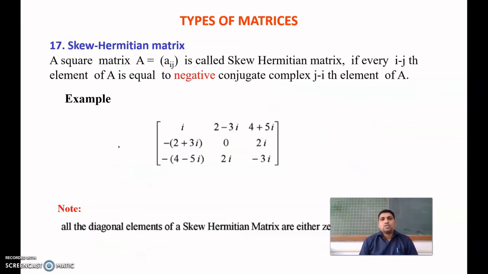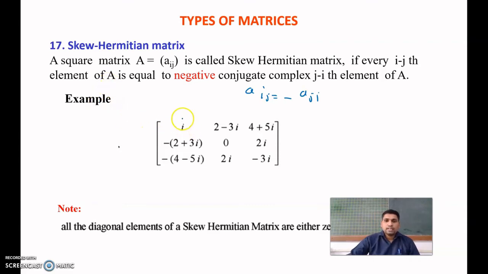So now the next matrix, which is the skew-Hermitian matrix. Students, this is the opposite of the Hermitian matrix except for one condition. I will tell you that. A square matrix A is called a skew-Hermitian matrix if the ijth element of A is equal to the negative of the complex conjugate of the jith element of A. So here also there are two conditions. The first condition, your matrix should be a square matrix, and the second one, the ijth element is the negative of the complex conjugate of the jith element.